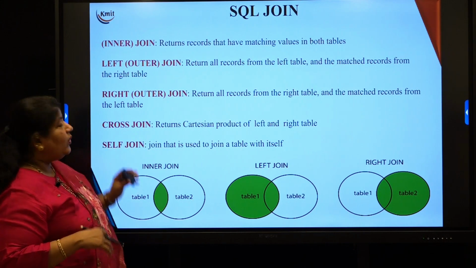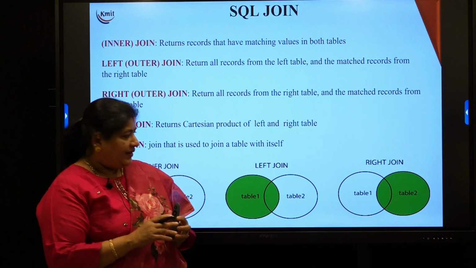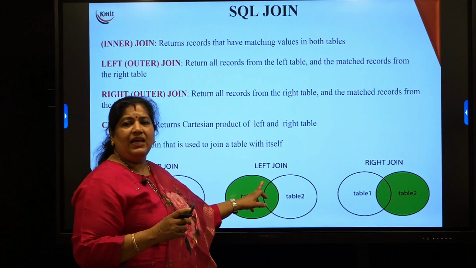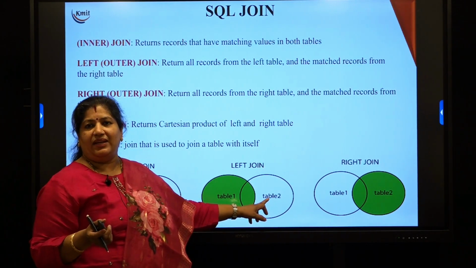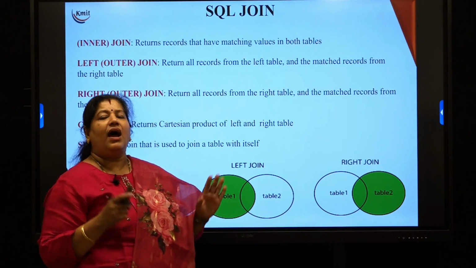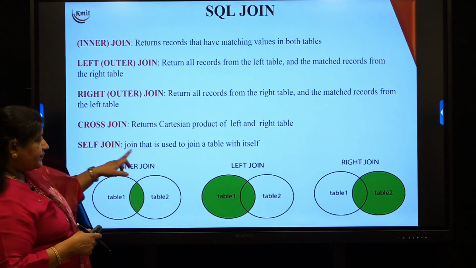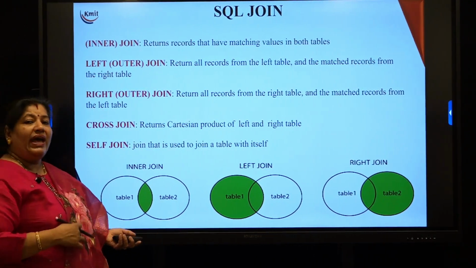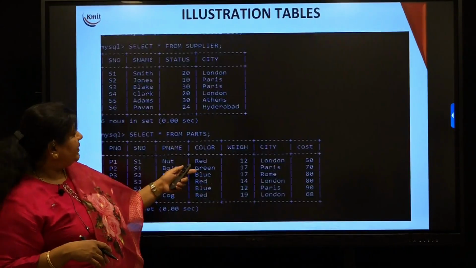There is a special thing called a cross join, which is nothing but the Cartesian product. That is, for each row of the left table, all the rows of the right table will be associated. So if there are n records in the first table and m in the second, the output is going to result in m into n rows. There is a self join where the table is joined with itself. It is like a recursive relationship.